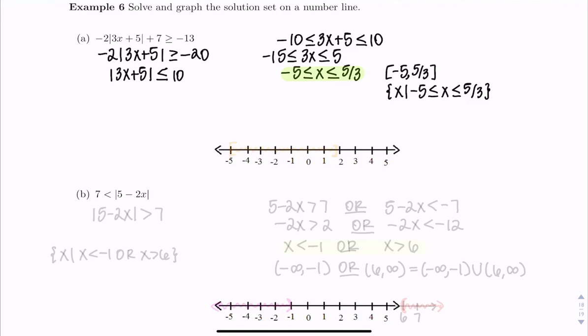Now let's go ahead and put this on the number line. Well, -5 is pretty easy. And we have a square bracket. And 5/3 is about 1 2/3. So it's almost at 2, but not completely. So we're just going to put it, it doesn't have to be perfect, just close. And it's any number that's in between these two boundary points.